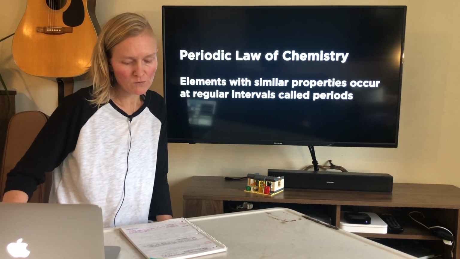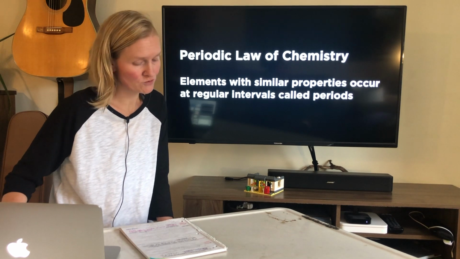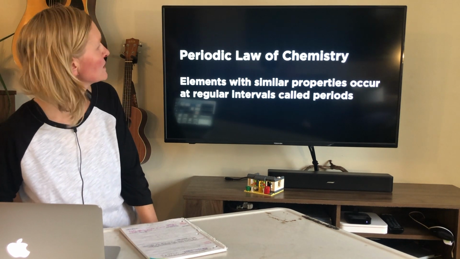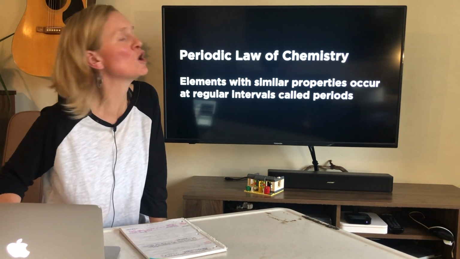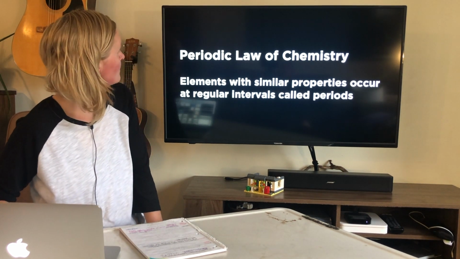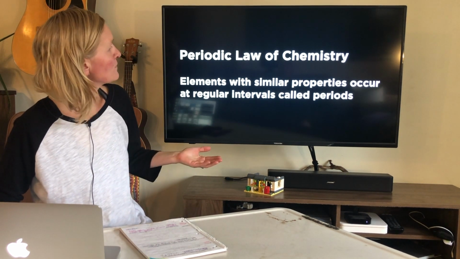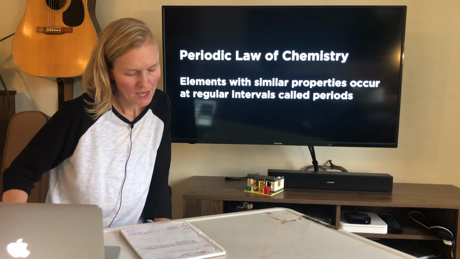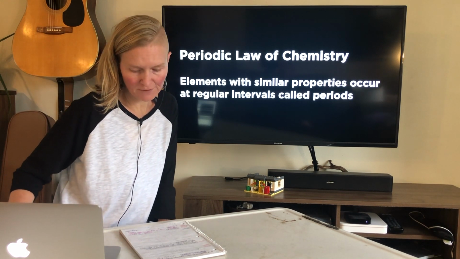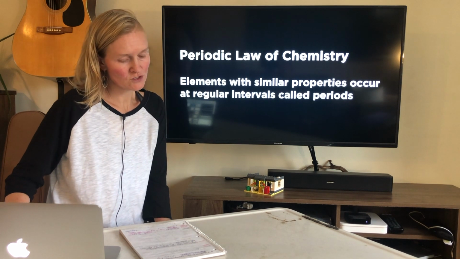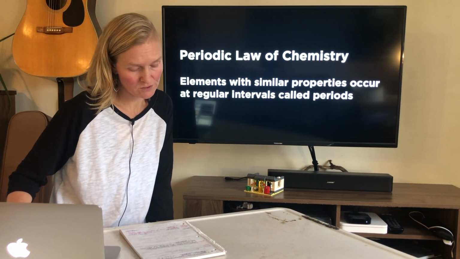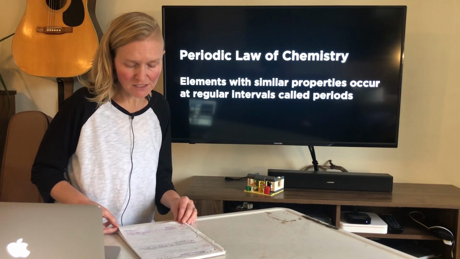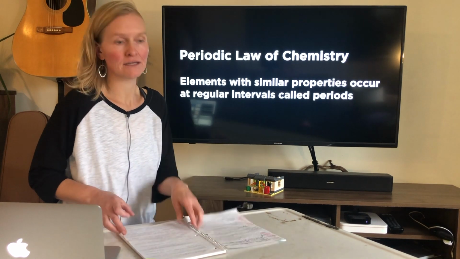The periodic table represents the periodic law of chemistry. And this is the periodic law of chemistry. It states that elements with similar properties occur at regular intervals called periods. So they're grouped by their properties into periods and also into groupings. The periodic table has 7 rows of elements, and these are called the periods. And so there are 1 through 7 rows. Each row represents the number of outer shells of electrons that are present for the elements in that period.